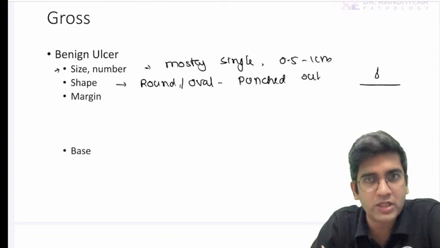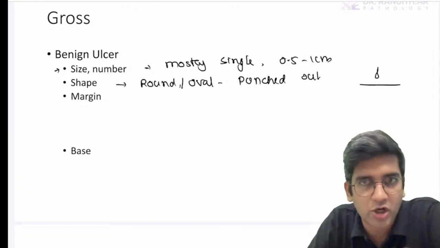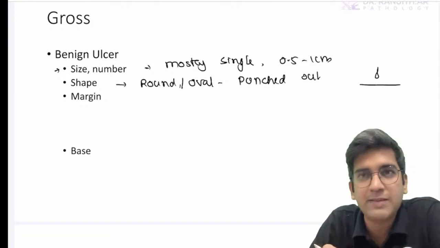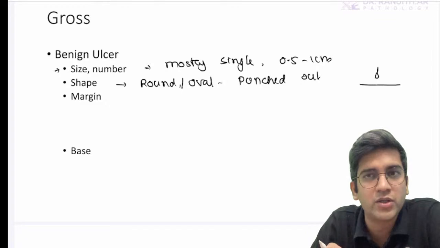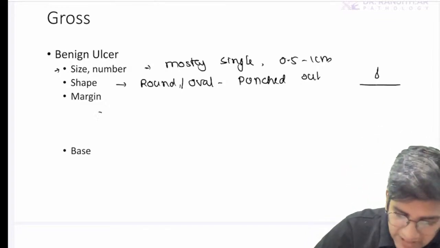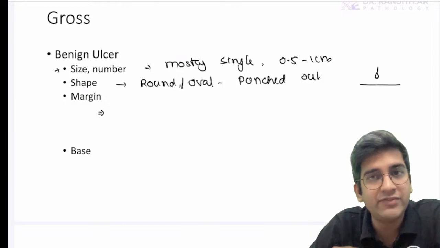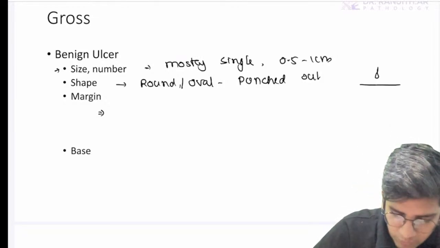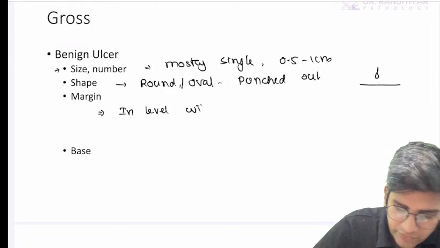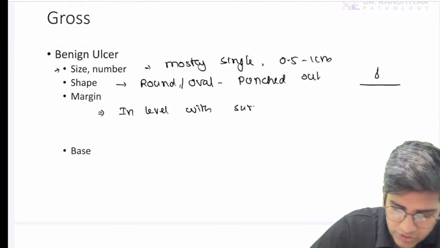Margin is very important. Will the margin be heaped up or not? We read about heaped up margin in case of gastric carcinoma or a malignant gastric ulcer, right? Margins will always be in level with the surrounding mucosa, right? That's important. There'll be no heaped up margin. It will be in level with the surrounding mucosa.